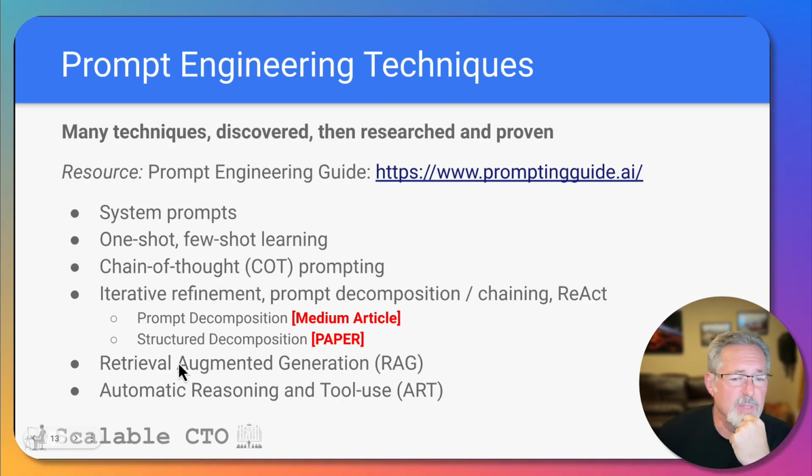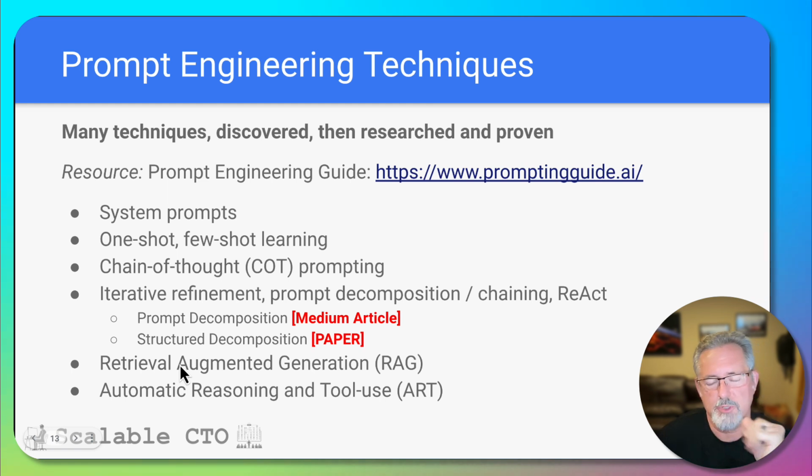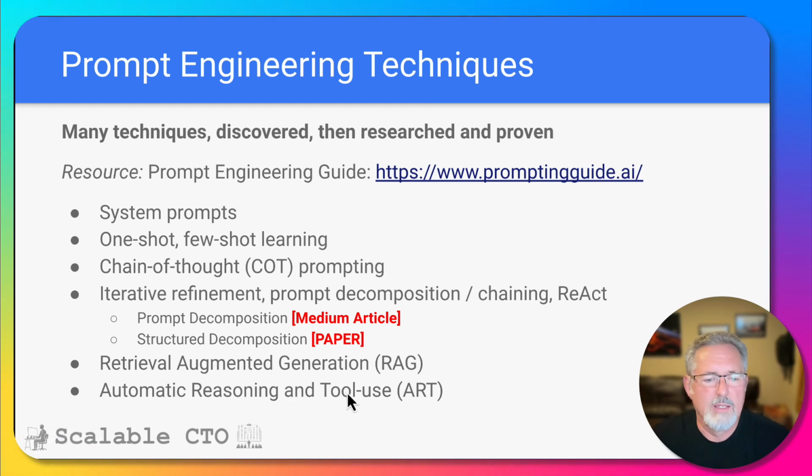So there's retrieval augmented generation as another prompt engineering technique, which covers a variety of techniques of going out and getting data related to the problem you're trying to solve in the prompt, and supplying that data to the prompt so that it has some reference data and isn't just relying on the model. And then automatic reasoning and tool use, which I'll talk a little bit about in a minute, is a new emergent behavior that we've seen where we can give the LLM access to tools and it will use those tools in its reasoning.